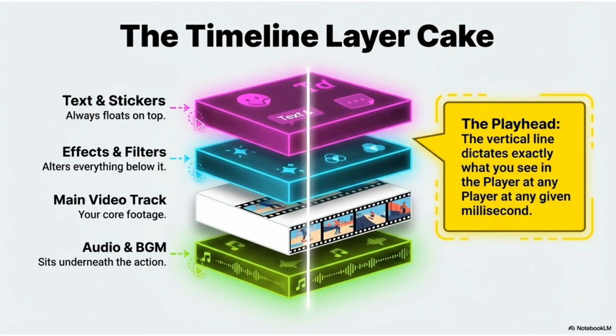The timeline layer cake. Now let's look at what we call the timeline layer cake. Understanding these layers is key. At the very top, you have text and stickers, which always float on top of your video. Below that are effects and filters, which alter everything below them. Then comes your main video track, which contains your core footage. Finally, audio and BGM sit underneath the action at the bottom. And remember, the playhead, that vertical line, dictates exactly what you see in the player at any given millisecond.